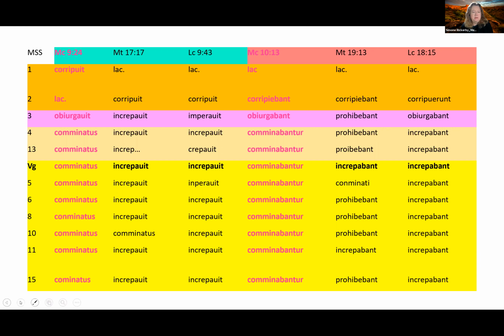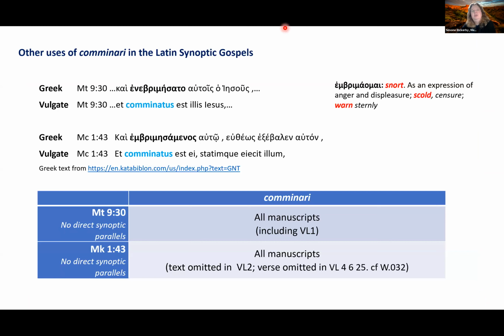I'll just move forward my slide. Okay, so other uses of comminari in the Latin Synoptic Gospels. In both Mark 1:43 and Matthew 9:30, we find comminari in the Latin text. However, at this point, it is associated with embrimaomai, not epitomeo. In the Latin textual tradition of both Matthew 9:30 and Mark 1:43, embrimaomai is translated by comminari across the entire available manuscript tradition.